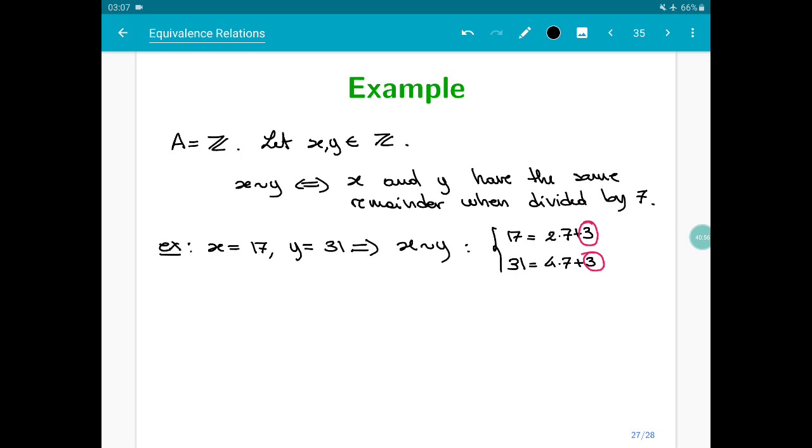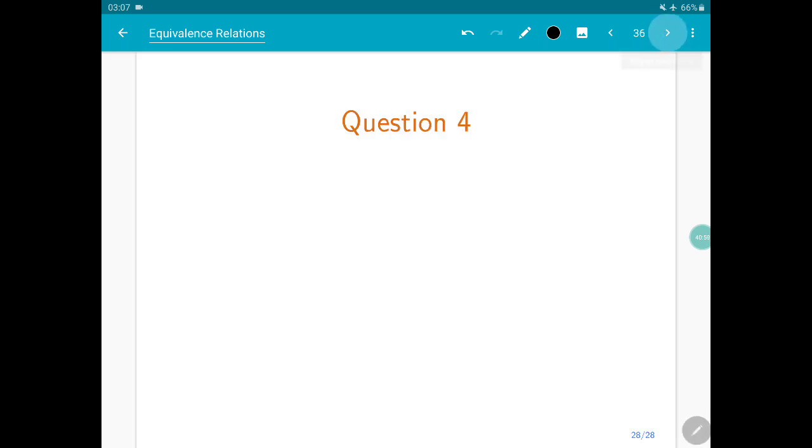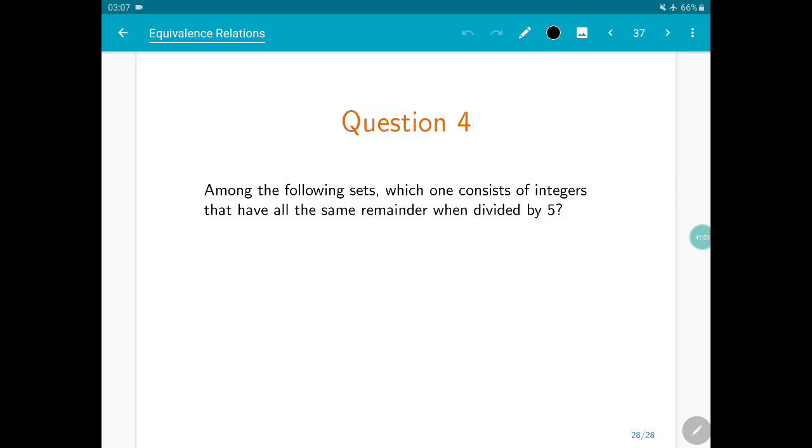Okay, so I have a last question for you before leaving you, and it is the following one. I'm going to list several sets here, and among these, only one consists of integers that all have the same remainder when divided by 5. So which one? {2, 7, 2020}, {6, 31, 1991}, {4, 8, 12}.